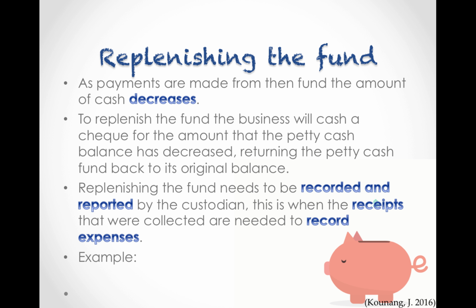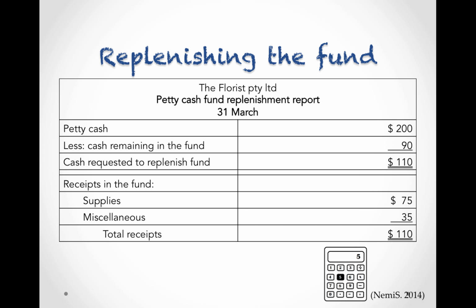So recording must be done through a report. So the custodian, this is when they use the receipts they've collected. So this is an example of the report for the florist. So petty cash's original balance of $200 is recorded here, and then you deduct the amount that is remaining in the fund. This will leave you with the amount of cash you need to replenish the fund. So in this case, it's $110.